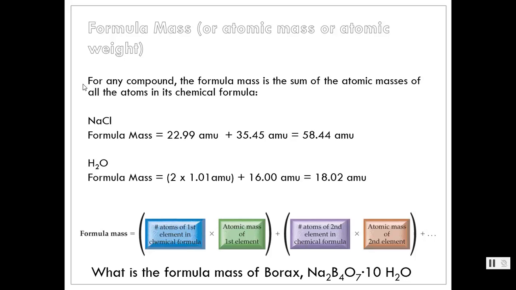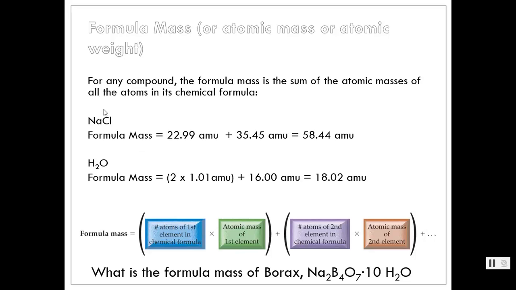Well, for any compound, the atomic mass, or the formula mass, is the sum of the atomic masses of all the atoms in the chemical formula. That's why it's so important to be able to write proper balanced chemical formulas, because if your chemical formula is incorrect, then your resultant formula mass is going to be incorrect.